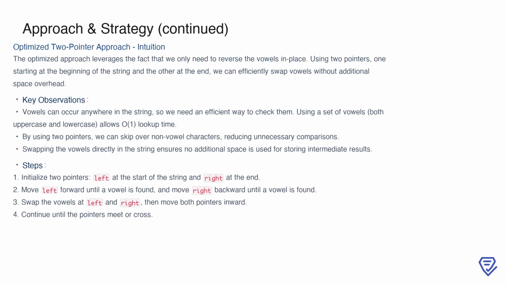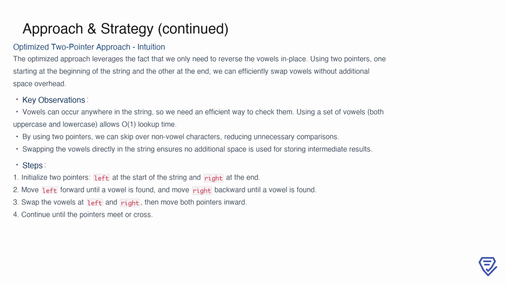Now, let's explore the optimized two-pointer approach, which addresses the inefficiencies of the brute force method. The core idea here is to reverse the vowels in the string in place, without using additional data structures. This is achieved by using two pointers, one starting at the beginning of the string and the other at the end. The key observations that make this approach effective include using a set of vowels for O(1) lookup time, and skipping non-vowel characters to minimize unnecessary comparisons. With this setup, the two pointers move inward, stopping when they encounter vowels.